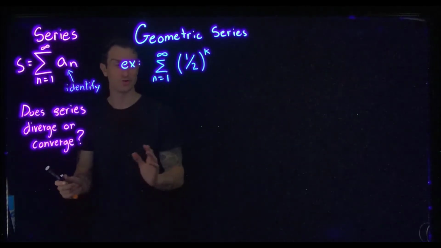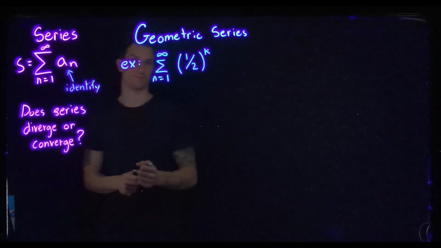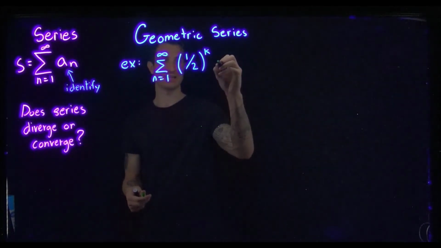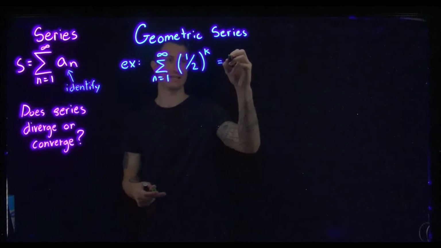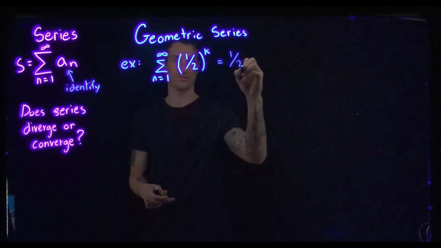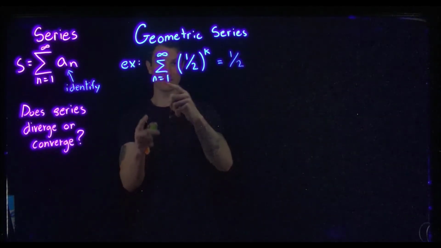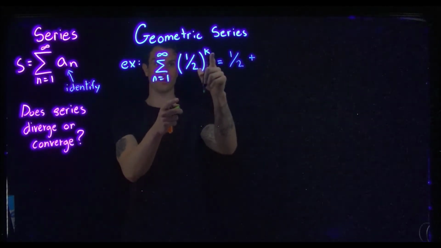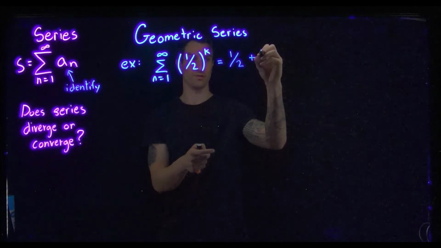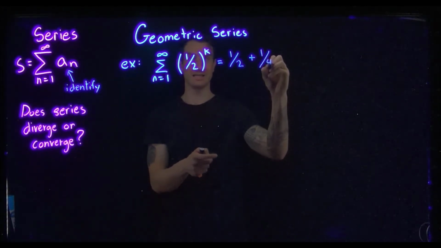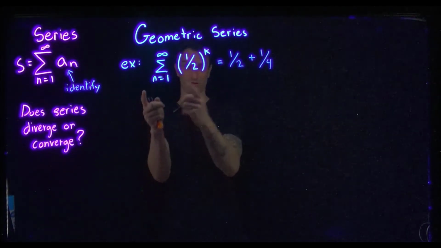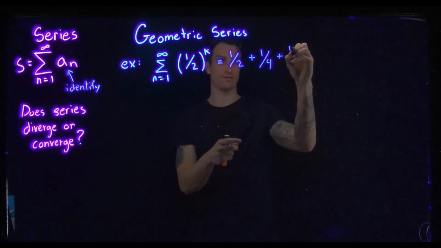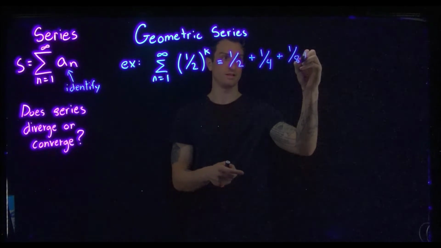And what I want us to do is write out a couple of terms, right? Just so we get the idea. It might be obvious from this example, but just so we get the idea, what happens when I plug in 1, right? I get 1/2 to the first power, I get 1/2. What happens if I plug in 2? Well, I have 1/2 squared, so I get 1/4, right? So this is the beginning if I started adding up all these values. Let's plug in one more, right? 1/2 to the third, 1/8. Okay, plus dot, dot, dot.